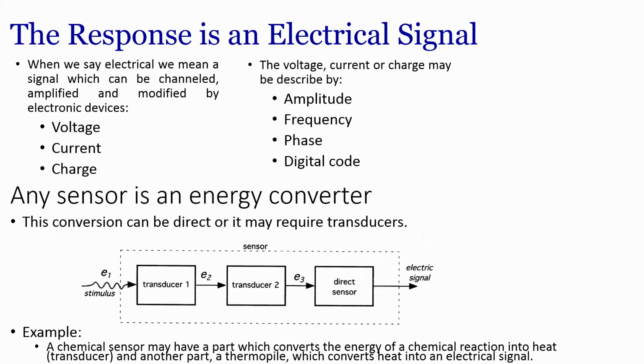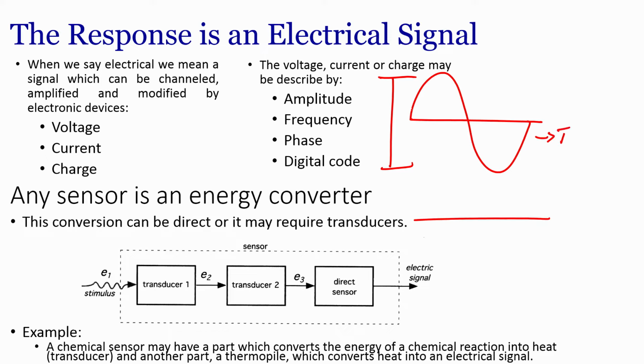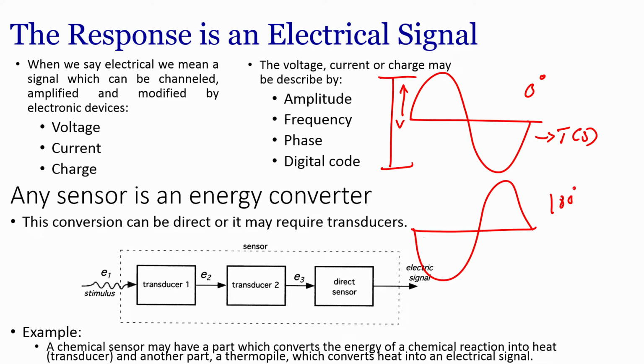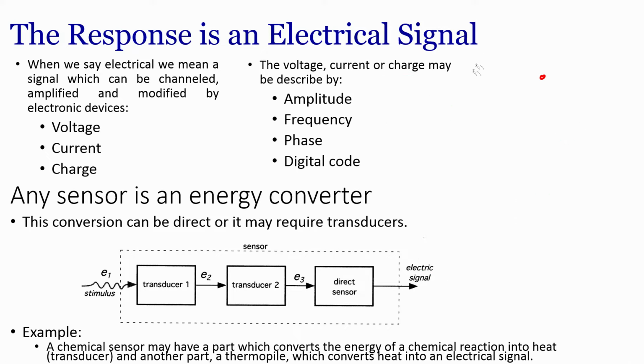Now, the voltage, current or charge may be described by amplitude. This is the amplitude of the positive wave, the negative cycle, and the total amplitude. It also depends on frequency. This is time in seconds and this is voltage; if I increase it, the frequency is higher. It depends on phase. Let us say this is 0 degree, then a signal with 180 degree phase is inverted. So, it depends not only on the amplitude, frequency and phase, but also on the digital code of the signal.